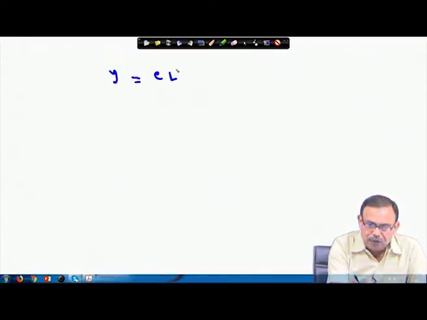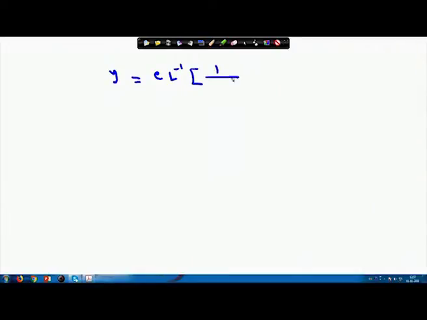From here, now I can write down y equals c into Laplace inverse of 1 by s minus 2, and I know the function whose Laplace transform is this. That is e power 2 t. Laplace transform of e power 2 t is 1 by s minus 2.